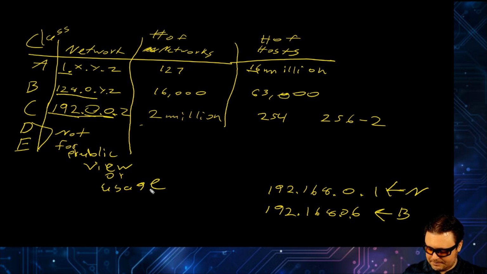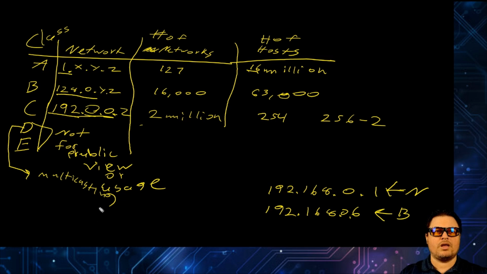Technically, I have it here that your class D is for multicasting, and your class E is reserved for research.